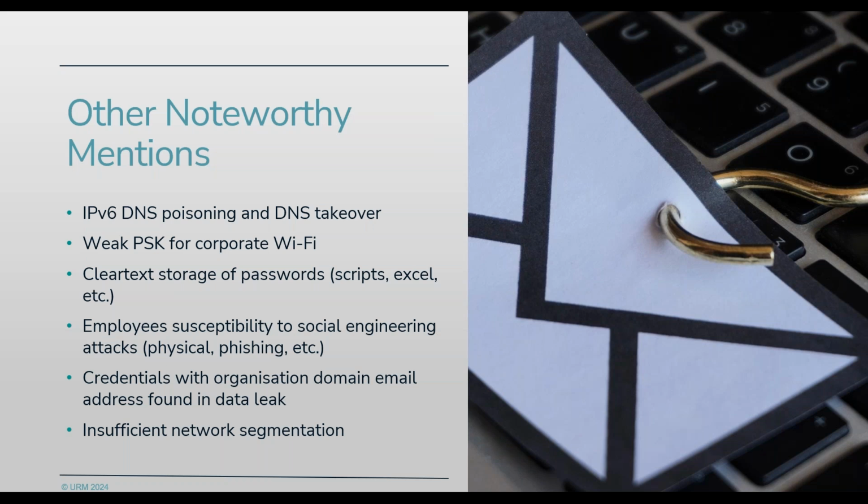Yeah, so we obviously try to make a top 10, and obviously not everything could go in the top, but there are some other common vulnerabilities that we identify during our different types of tests. Another that we identify often during internal tests is the IPv6 DNS poisoning and DNS takeover, which is very similar in terms of concept to the LLMNR and NBT-NS issue. It basically allows you to man in the middle, grab credentials, relay them.